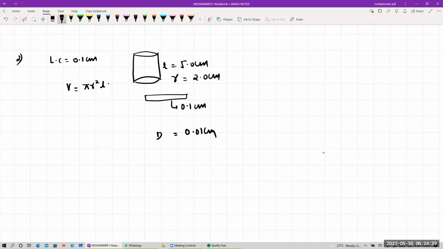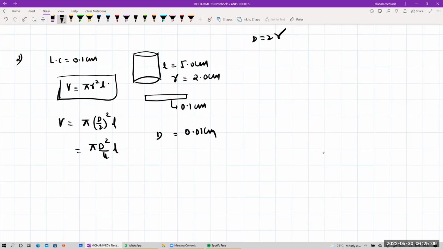Since the volume is asked, the volume formula is V equals pi r squared into L. Diameter is 2 times the radius, so r equals d by 2, whole squared, into L. That means the volume becomes pi into d squared divided by 4 into L.